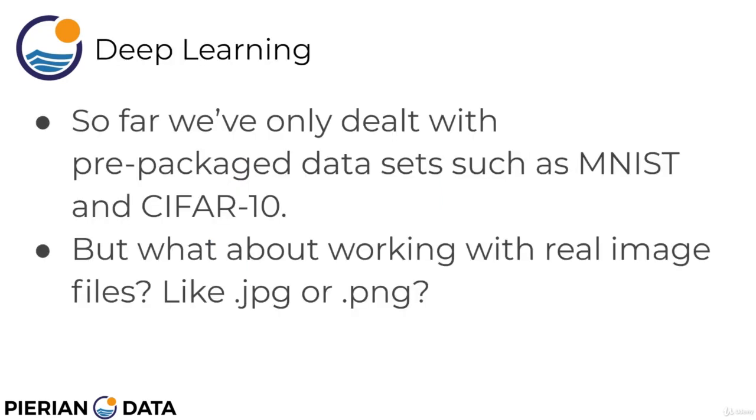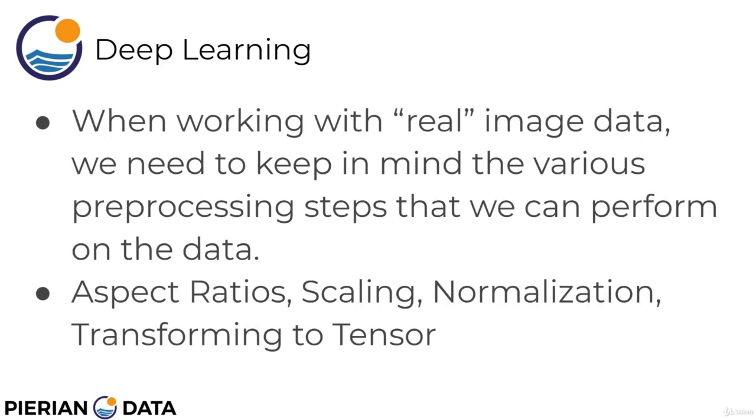Well, so far, we've only really dealt with nice pre-packaged, what are sometimes known as toy datasets, such as the MNIST dataset and CIFAR-10. These were already packaged for us in TorchVision, which meant we could easily load them up and have them correctly formatted for us, as well as feeding in batches automatically. But what happens when we want to work with our own image files? Real image files such as .jpeg or .png.